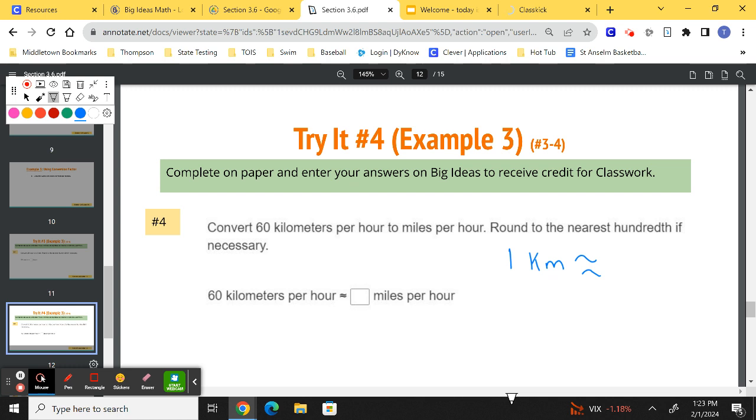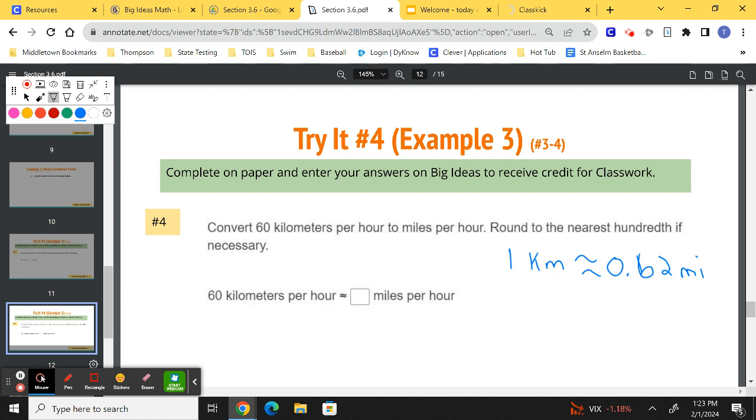1 kilometer equals 0.62. Yes. Guys, I shouldn't always hear the same people. You all should be looking these up and practicing how to find these answers. Is it MI or just M? MI. If it's just M, it's meters.